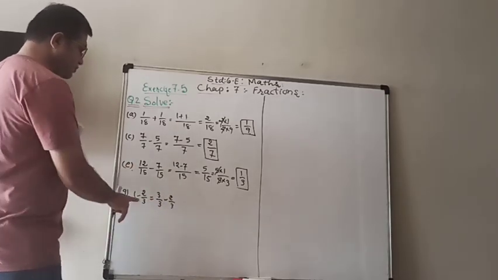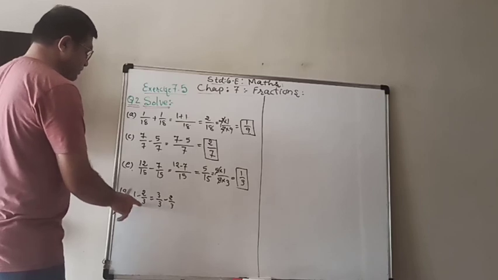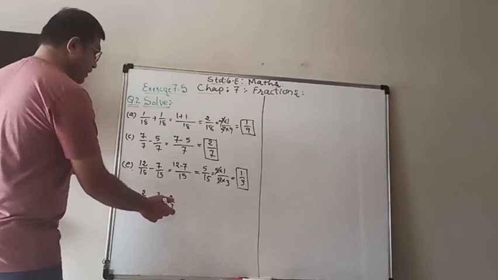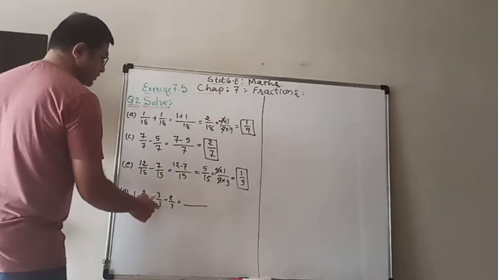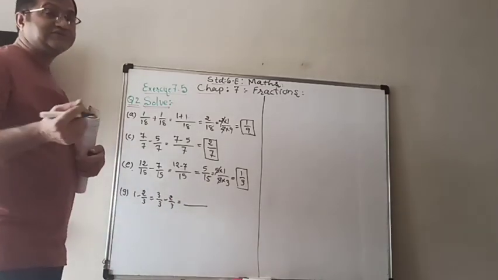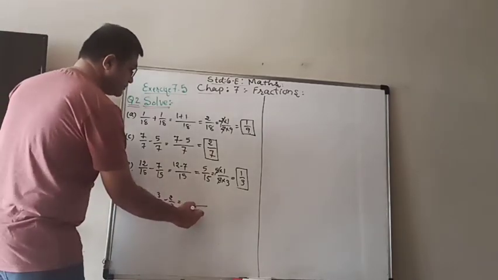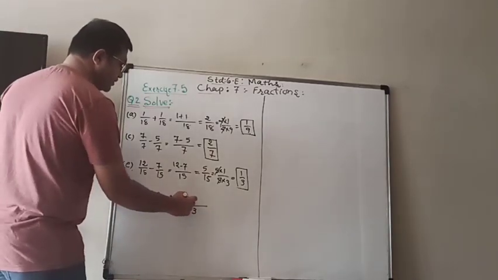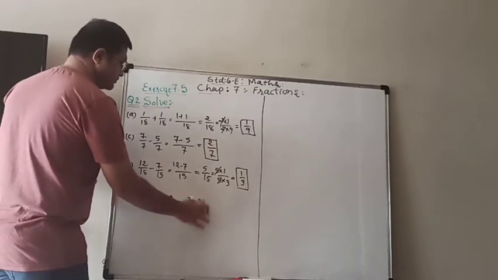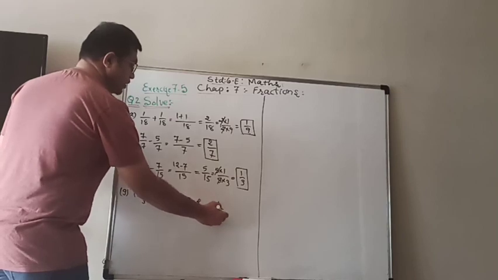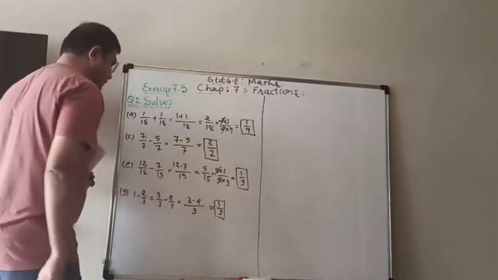So to make it like fractions with 2 by 3, we can write down 1 as 3 upon 3. So now it is easier for us because they are like fractions having the same denominator. So we will put that same denominator here, and in the numerator there will be subtraction. What is 3 minus 2? 1. So your answer is 1 upon 3.